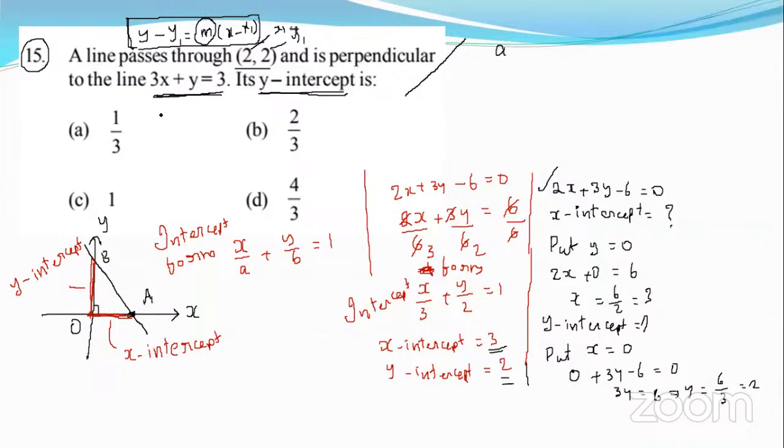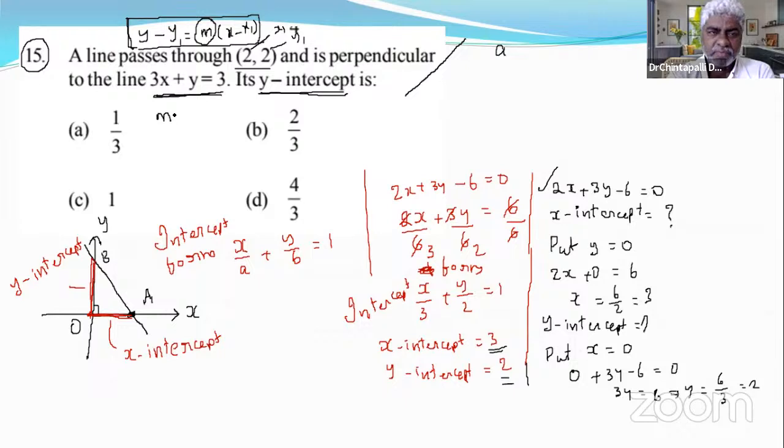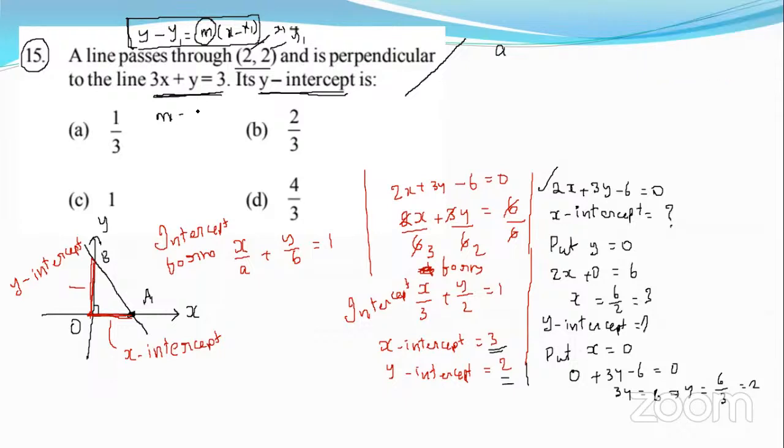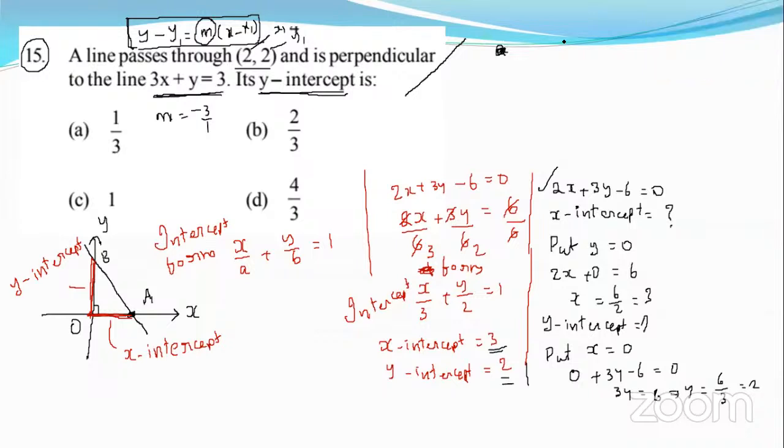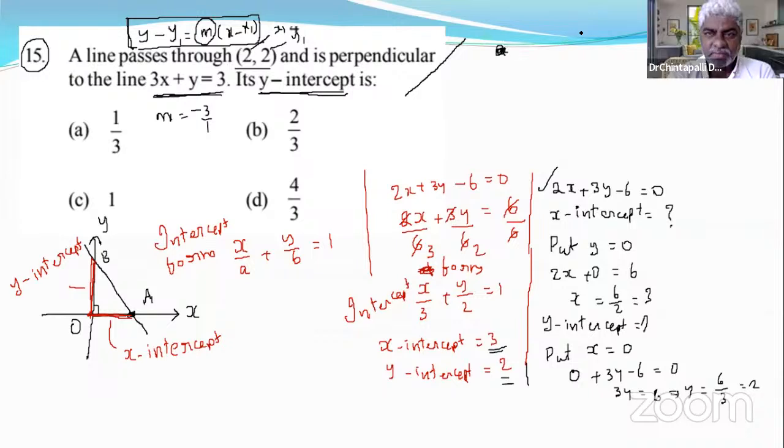Tell its slope. M is equal to negative a over b. Yeah, m equals negative a over b. That means negative 3 over 1. So the slope of the required line should be the reciprocal and opposite sign. Yes, sir. So it will be 1 over 3. 1 over 3. Very good.